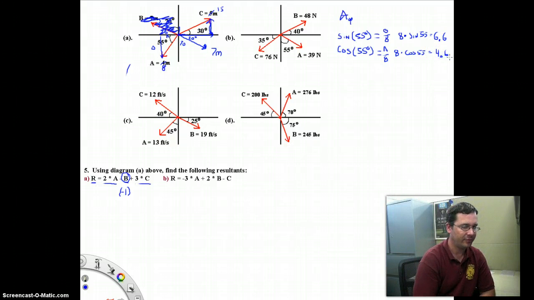So let's start creating our free body diagram. So we'll come down here in the lower left. And in our free body diagram, vector A pulls downward with a distance of 6.6, and leftward with a distance of 4.6. Vector B, so let's look at vector B.